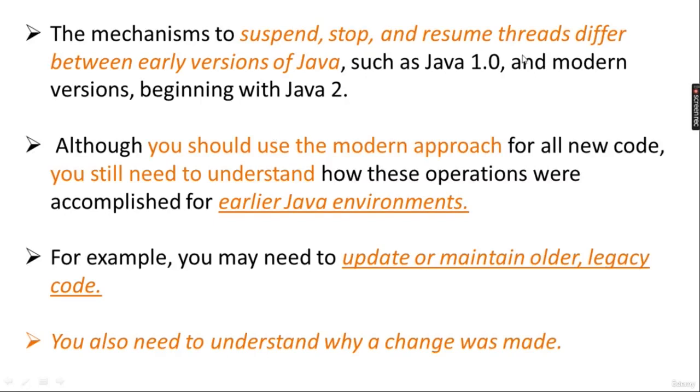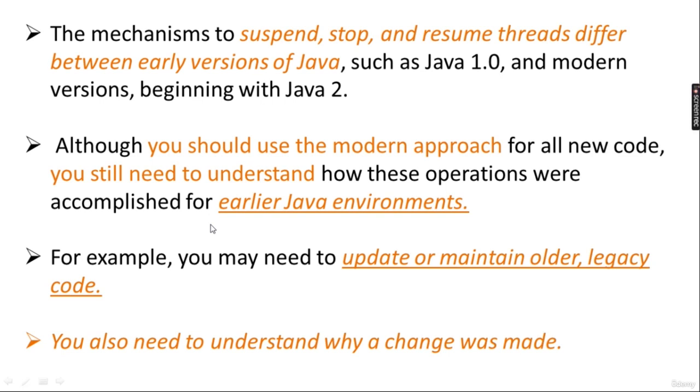The mechanisms to suspend, stop, and resume threads differ between early versions of Java, such as Java 1.0, and modern versions beginning with Java 2. How we suspend, stop, and resume threads is different. And although you should use the modern approach for all new code, you still need to understand how these operations were accomplished in earlier Java environments. Why? Because you may need to update or maintain older legacy code.